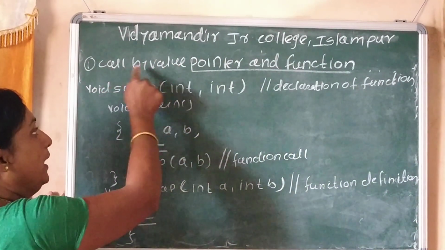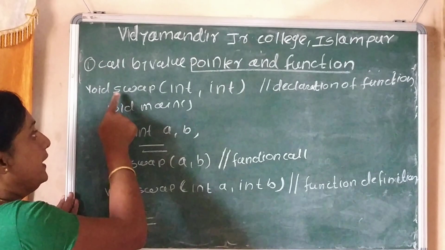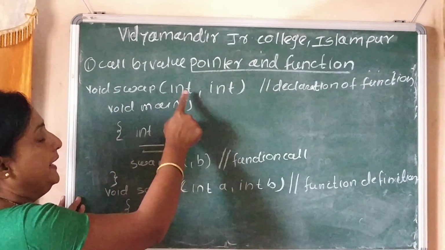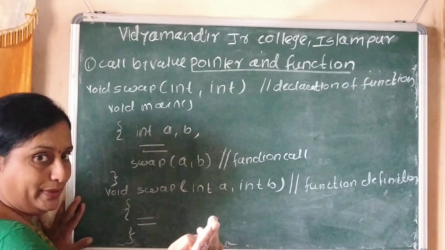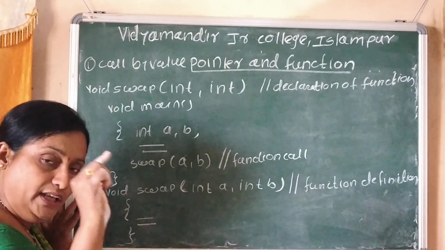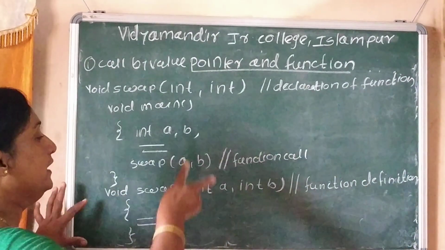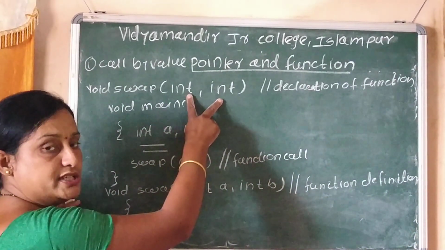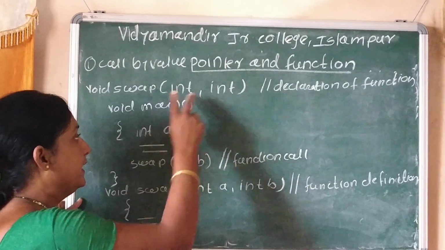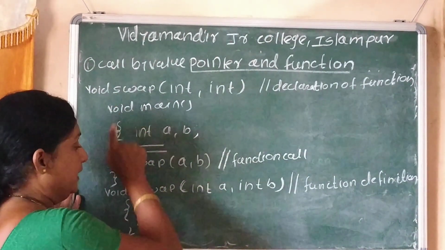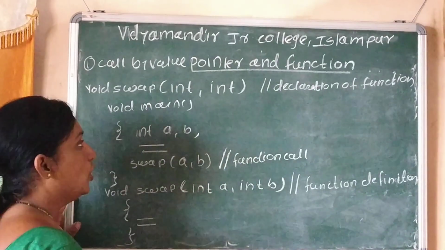Here in call by value, I use swap as the name of a function. Here are two integer variables, and a variable used in a function is called an argument. Here are two variables which are integer data types. Next, I write here the function call.